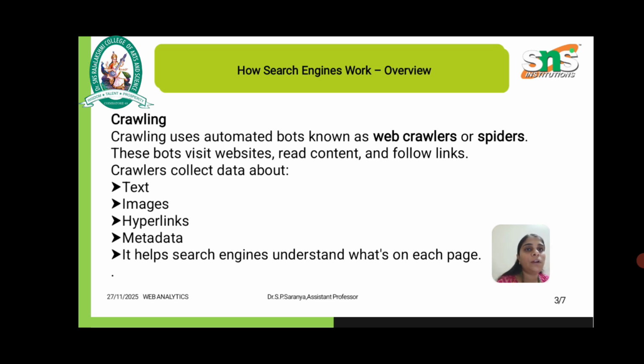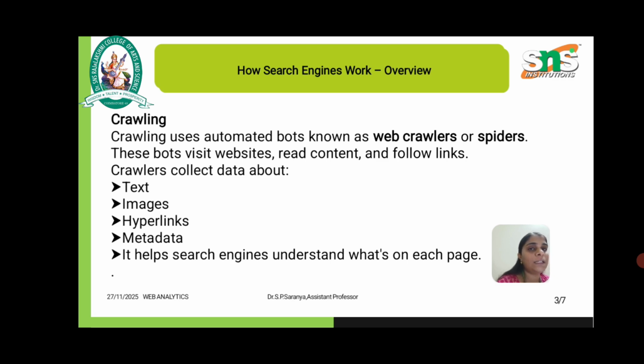First, crawling. It uses automated bots known as web crawlers or spiders. Search engines send out small software programs known as crawlers, spiders, or bots. These bots visit websites, read content and follow the links. Imagine these crawlers as tiny robots that travel across the internet. They visit web pages one by one.